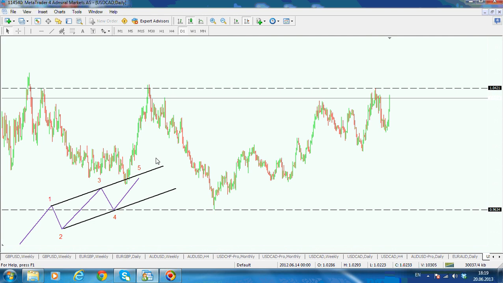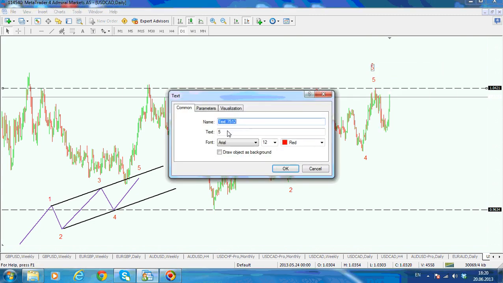Now, based on our scenario here, and this is a daily chart on the US dollar Canadian dollar, with the lows at 0.96 and the highs at 1.04, we have the possibility that this is a leading diagonal, and this is the first wave of this degree. So 1, the second wave, 2, 3, 4, and 5. 1, 2, 3, 4, 5, and this makes the end of the first wave of a higher degree.